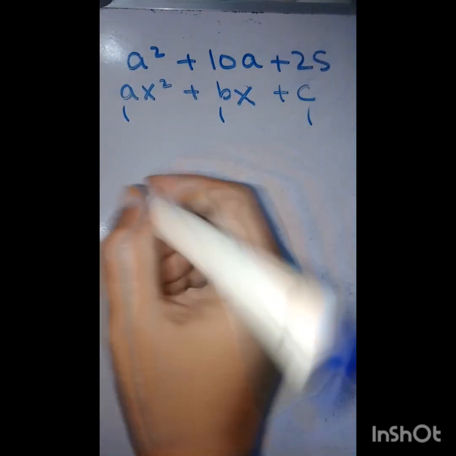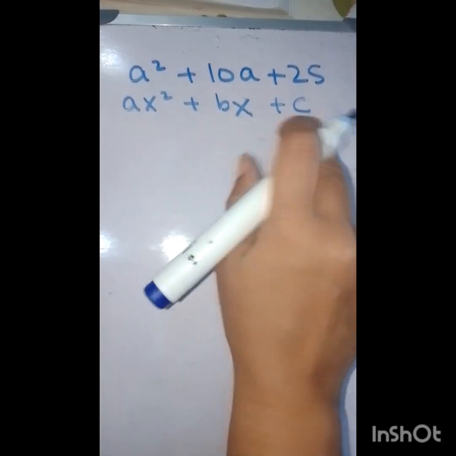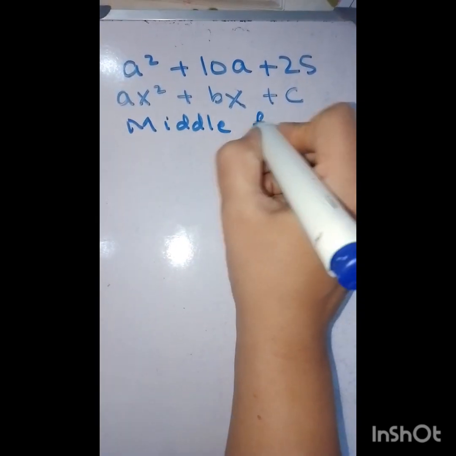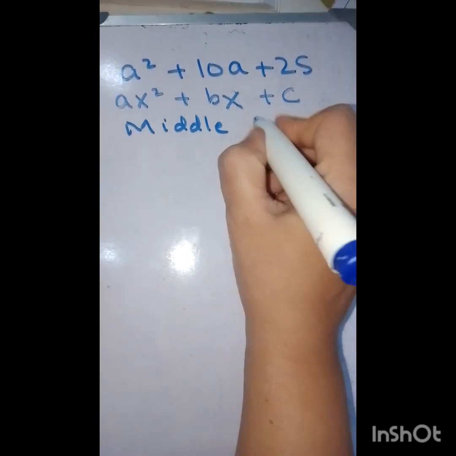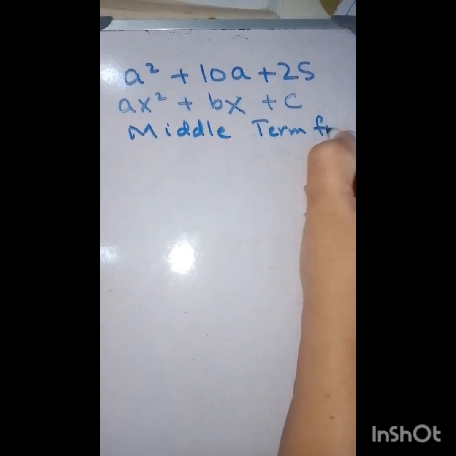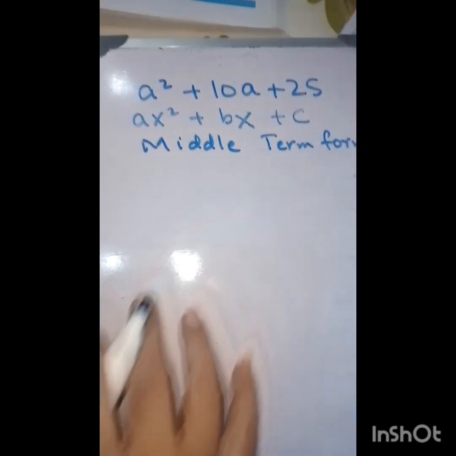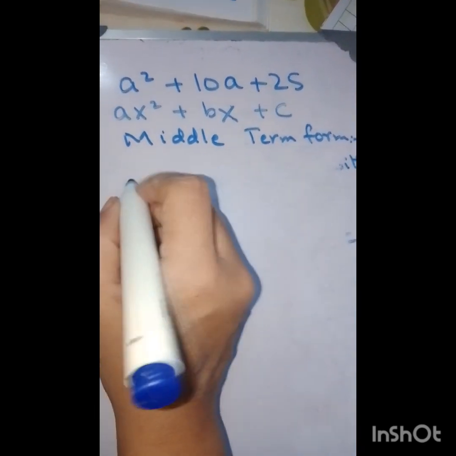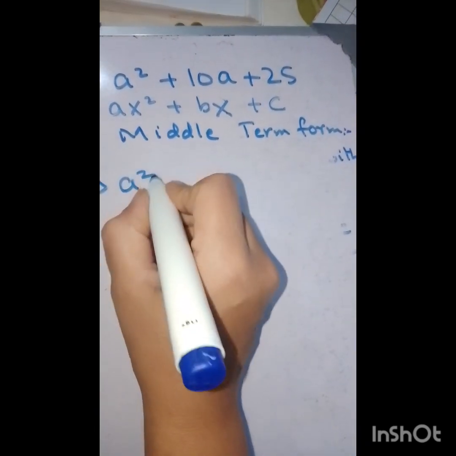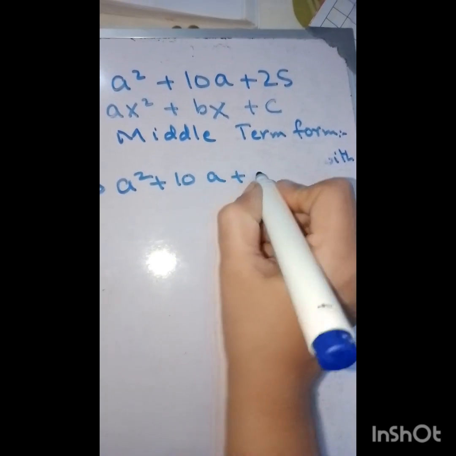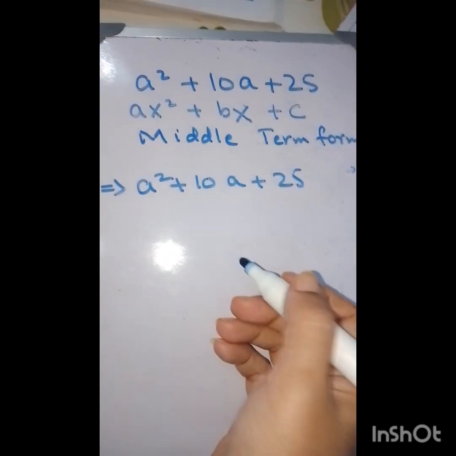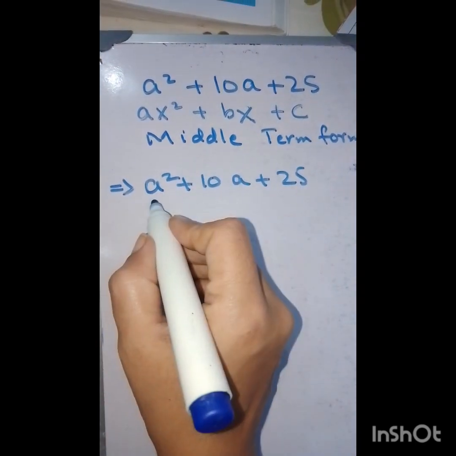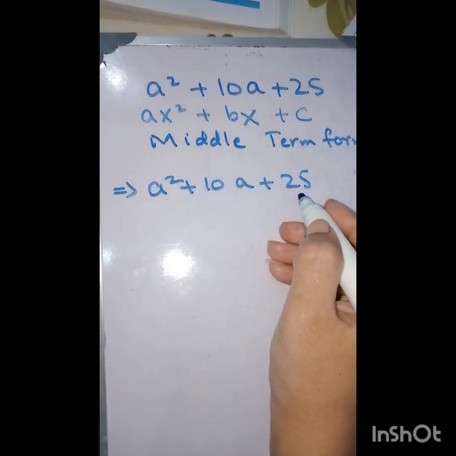Okay, so first of all, we are going to apply the splitting middle term formula. How can we split it into middle term form? Let's have a look. First of all, the question is a² + 10a + 25. What we have to do is consider the first and the third terms. How many terms do we have? 1, 2, 3. The first and the third term we will consider.